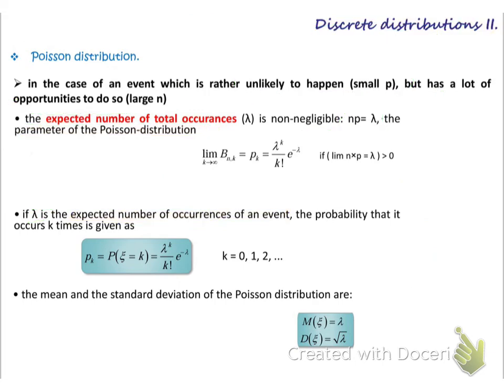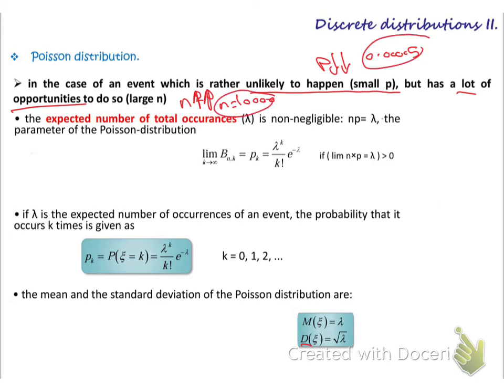So in the Poisson distribution, the event is rather unlikely to happen, p is very, very small, but there are lots of opportunities, n is very, very high, 100, 1000, whatever. Although p is very small, 0.00005 for example, and n is 1000 or 10,000, if I multiply them, n times p, I get a number called lambda. This is called the Poisson parameter, and it is the expected number of occurrences.